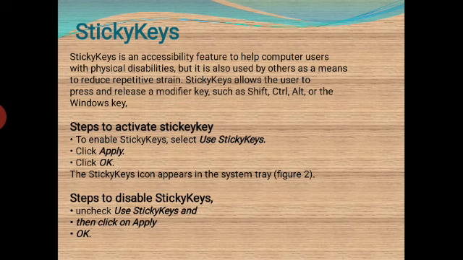Next is sticky key. Sticky key is an accessibility feature to help computer users with physical disability, but it is also used by others as means to reduce repetitive strain. Sticky key allows the user to press and release a modifier key such as a Control, Shift, Alt and Windows key.